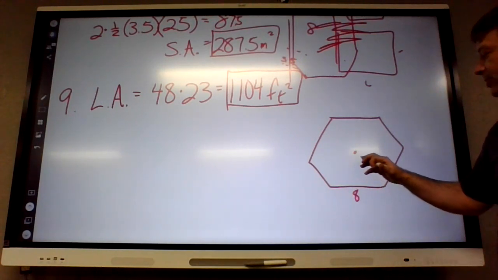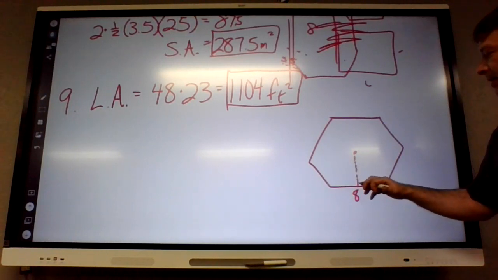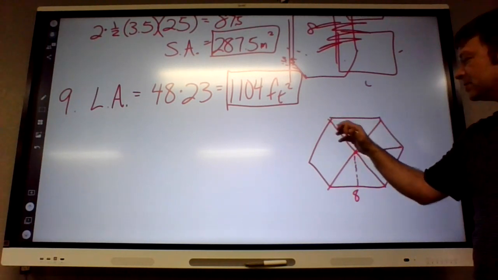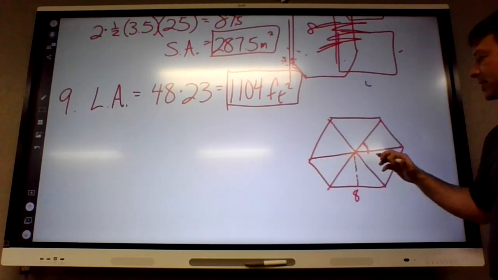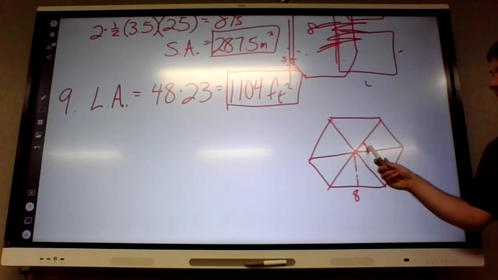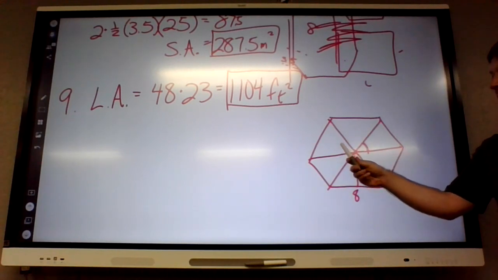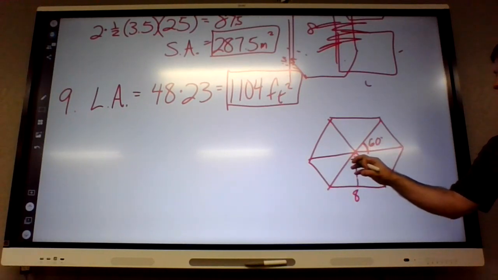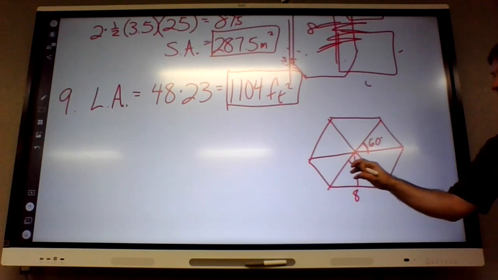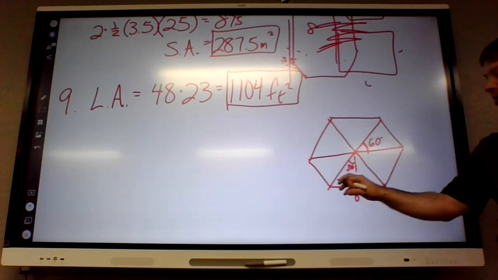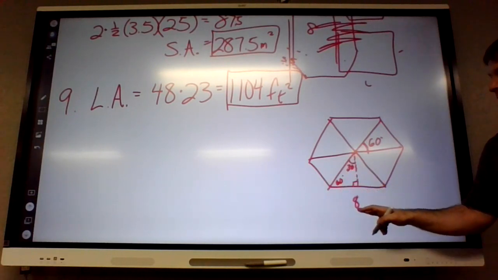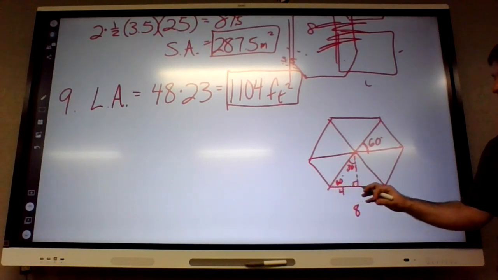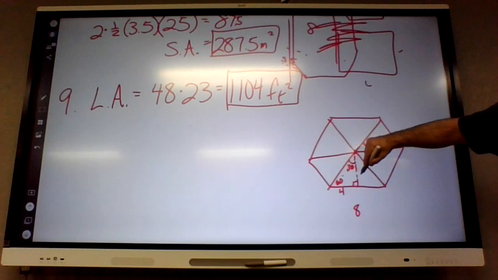Do you guys remember how we can find the apothem? Draw in a triangle too. If I draw these triangles, how would I find one of these angles right here? You divide it by 360. 360 divided by 6 is 60. So if I split that with an apothem, that's a 30. If the whole side is 8, what's this? If this is 4, the long leg is 4 square root of 3.